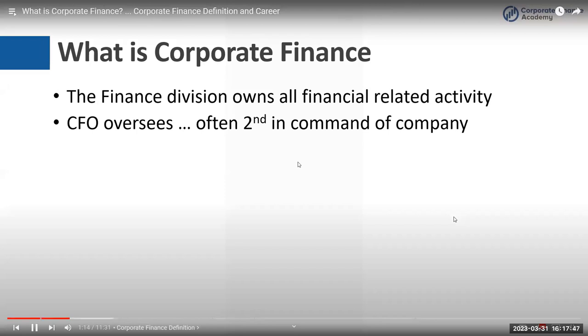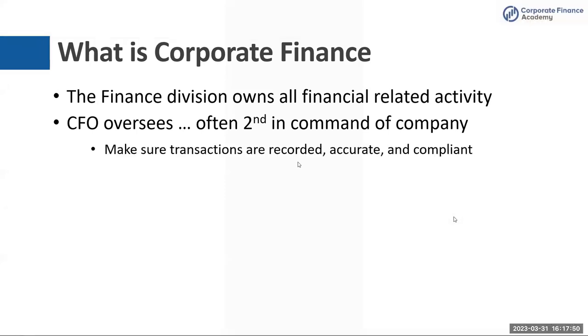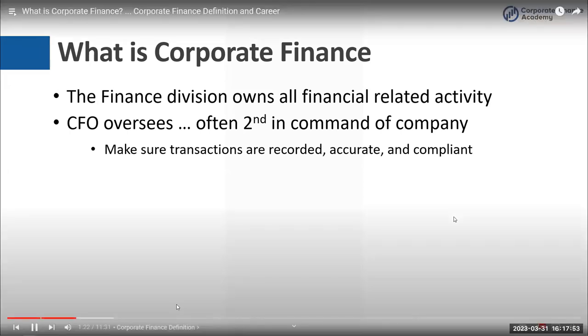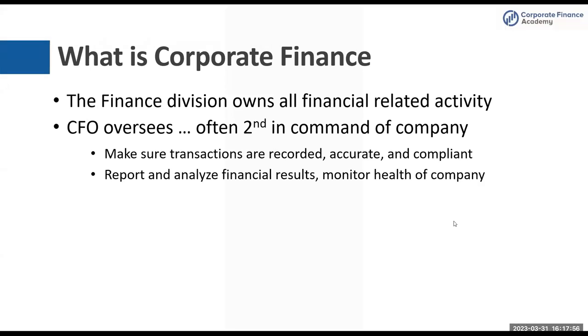Now, what does the corporate finance function do? They make sure transactions are recorded, accurate and compliant with whatever standards apply to the country or the type of business that you run. They take those transactions and create financial results, and they report those to the operating team, sometimes to investors and owners. They analyze those results to make sure the health of the company is strong. Their job isn't only to report, analyze and monitor those results, but to play a role in optimizing the performance of the company.